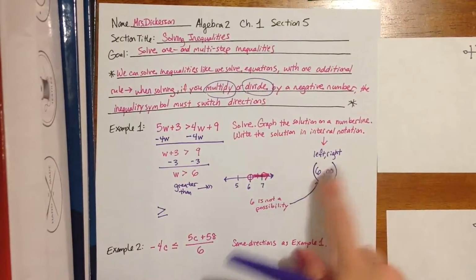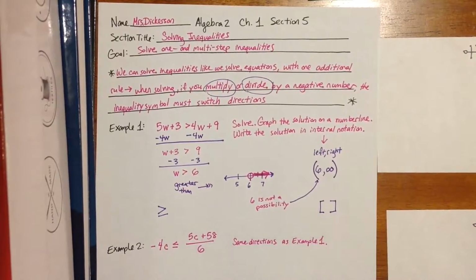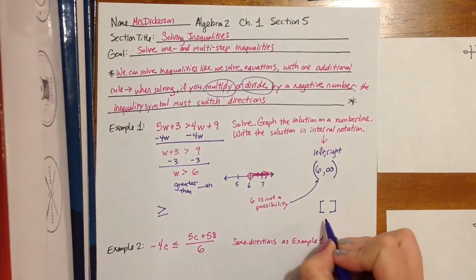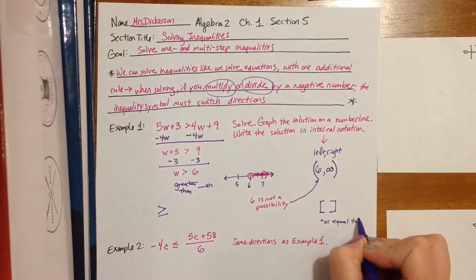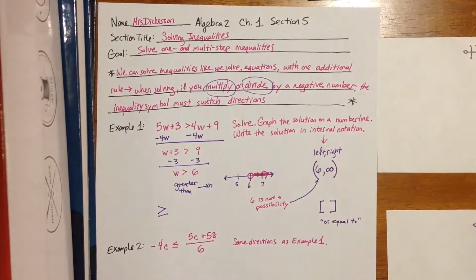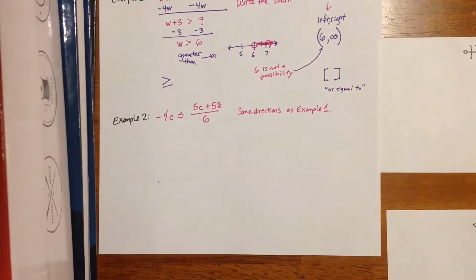You'll see there's also a possibility of having a bracket on either side of your interval notation. That happens when you use the or equal to signs, meaning it can be that number. We're going to get to that in example 2, so let's take a look at that. Here we go. More of an interesting inequality here. Again, same direction: solve, graph it on a number line, write the solutions in interval notation.